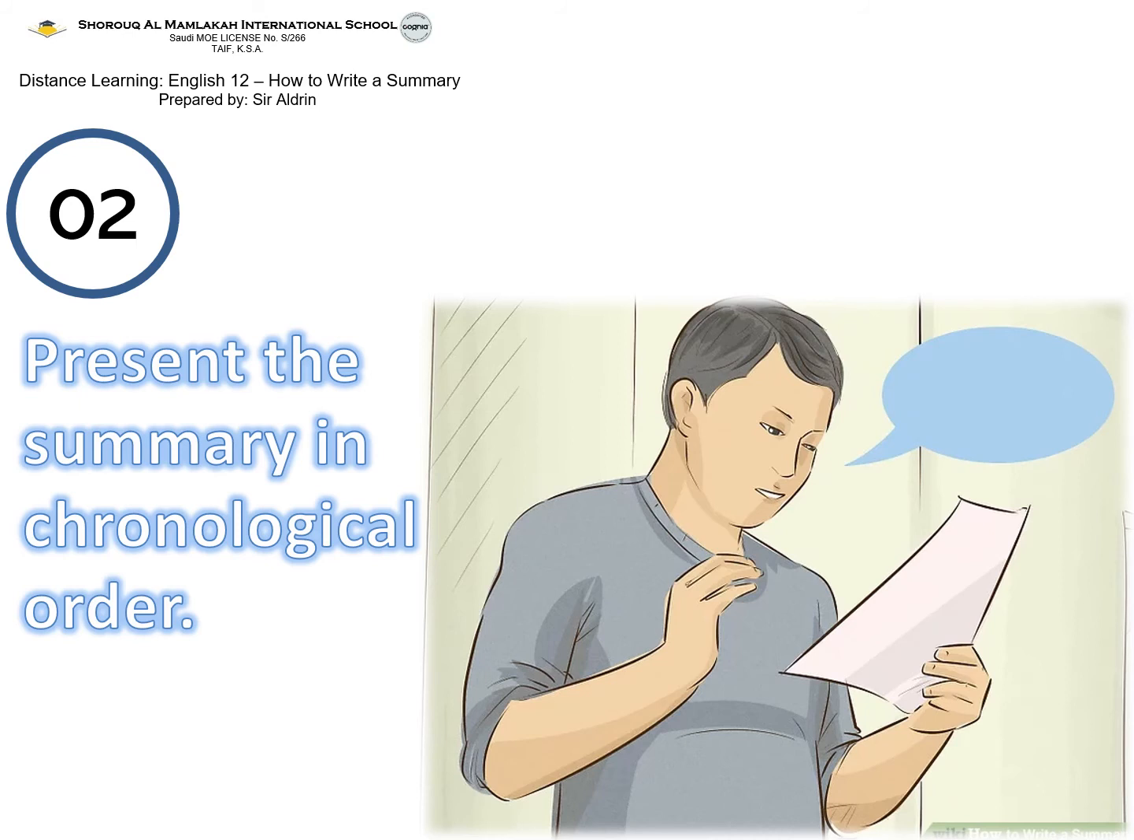Next, present the summary in chronological order. Rather than jumping around to different parts of the story or article, you should explain what happened in the sequence that it happened. This is especially important for summarizing works of fiction.